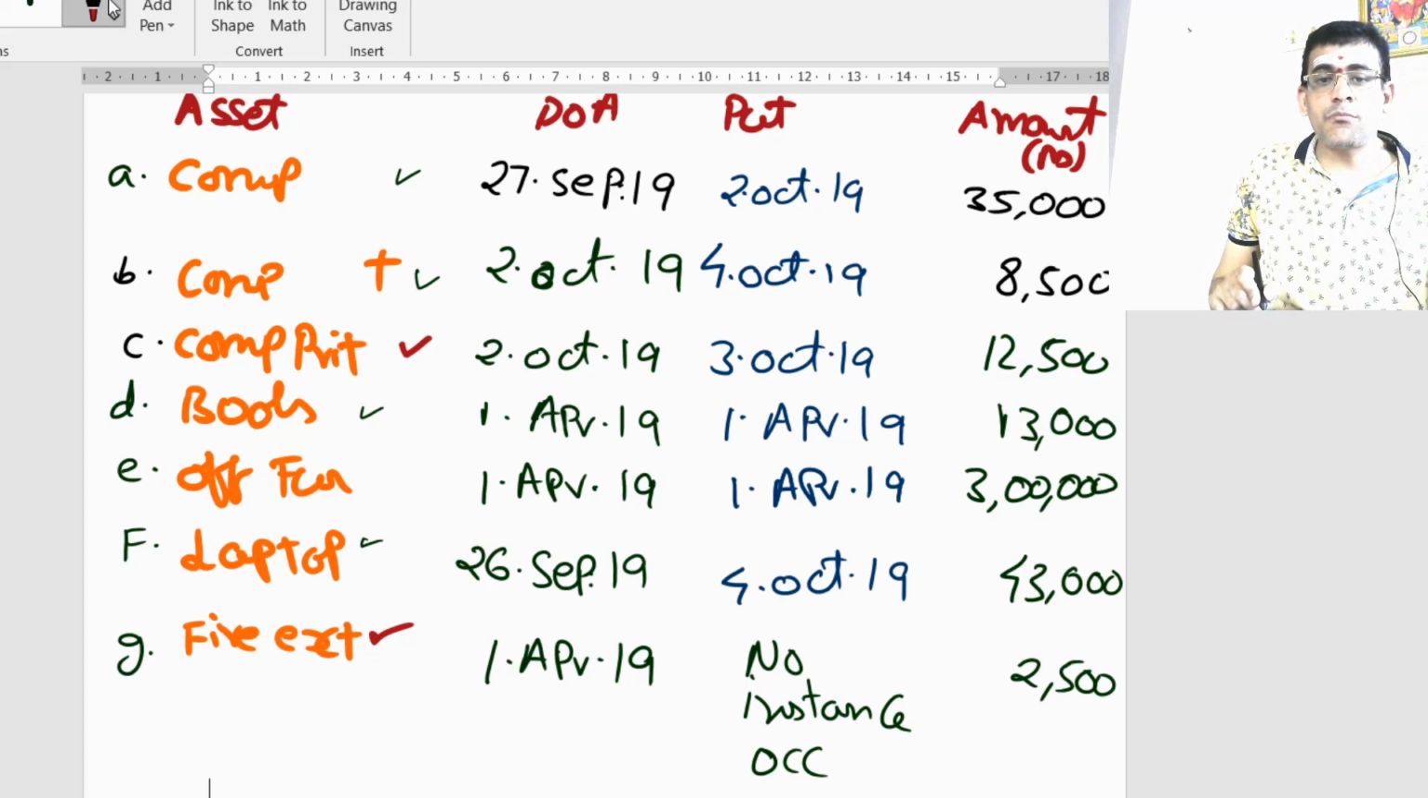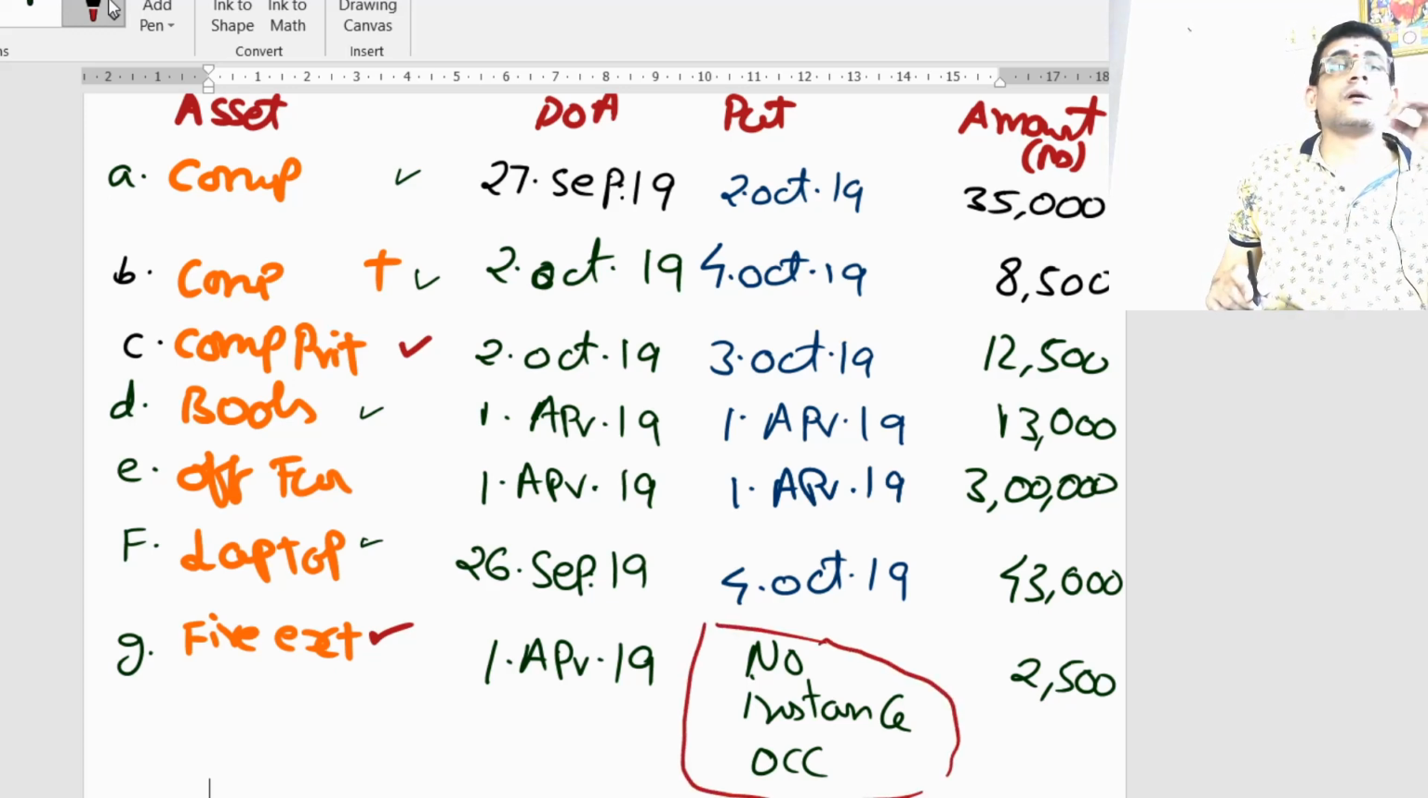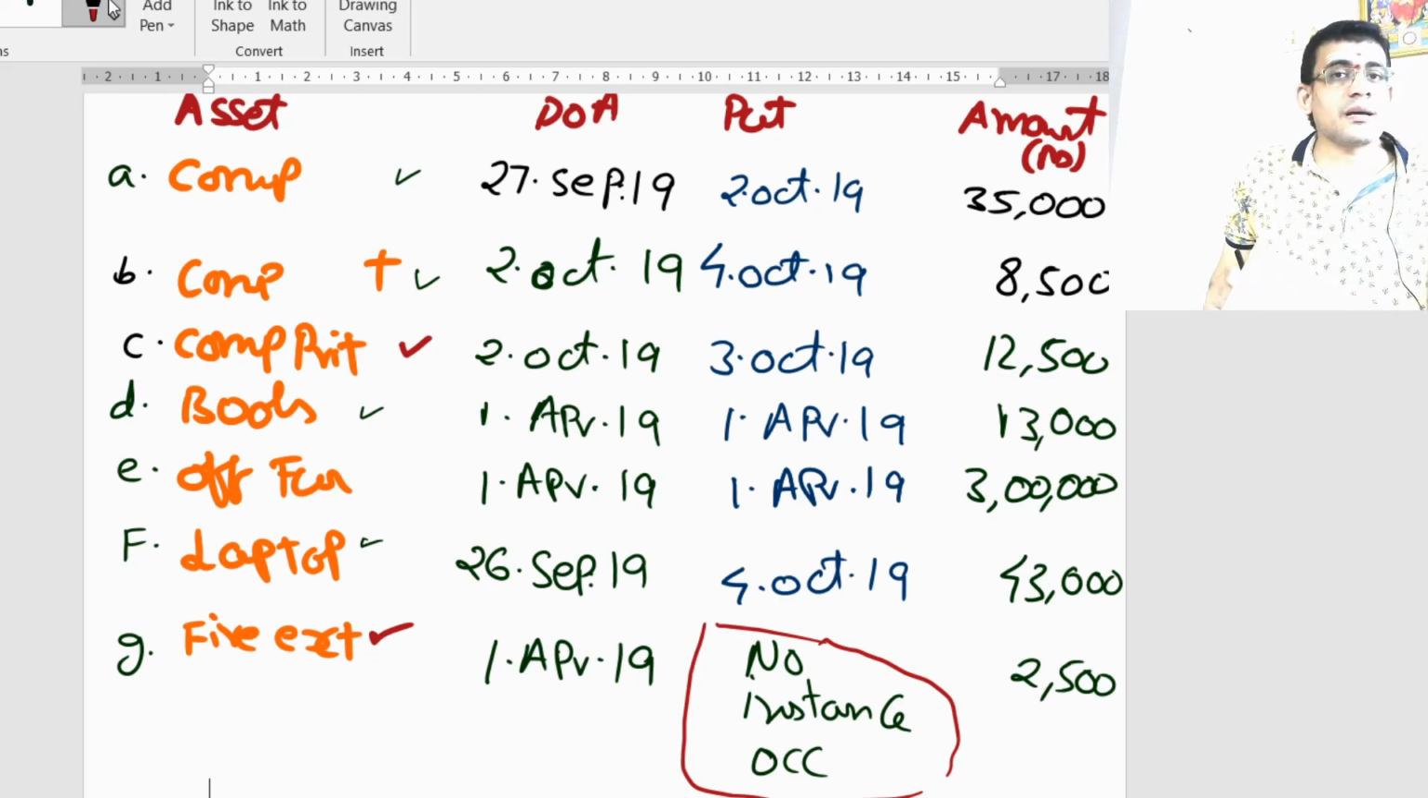Now let me come to this part. Assets should be used during the current previous year, but in the problem it is mentioned that no instance occurred. See, the fire extinguisher is completely different. Once installed in the company, a fire extinguisher is said to be used.